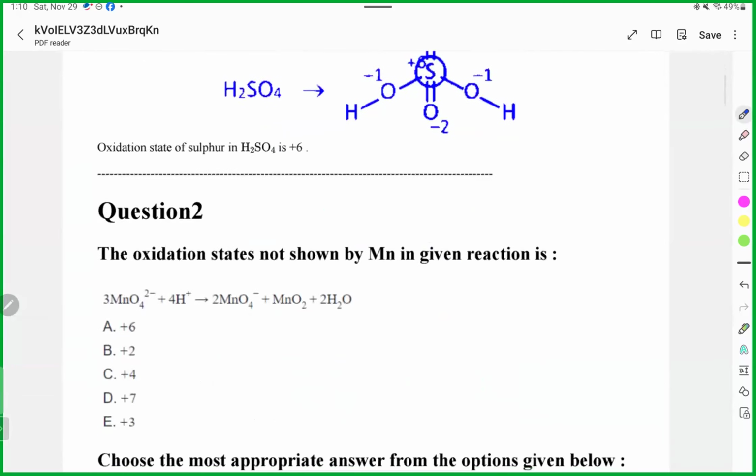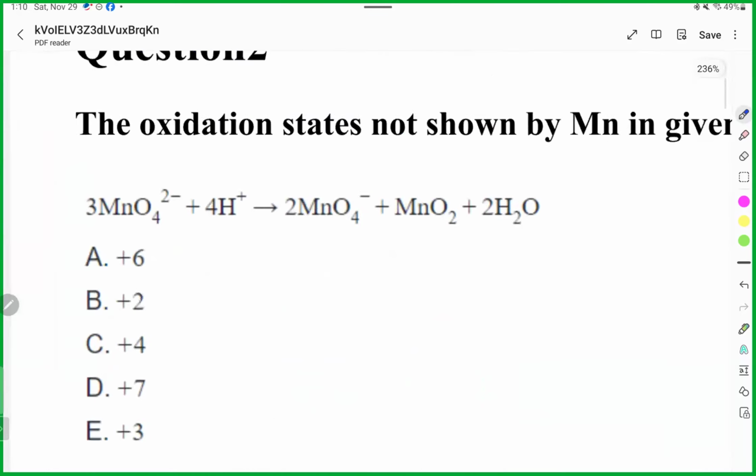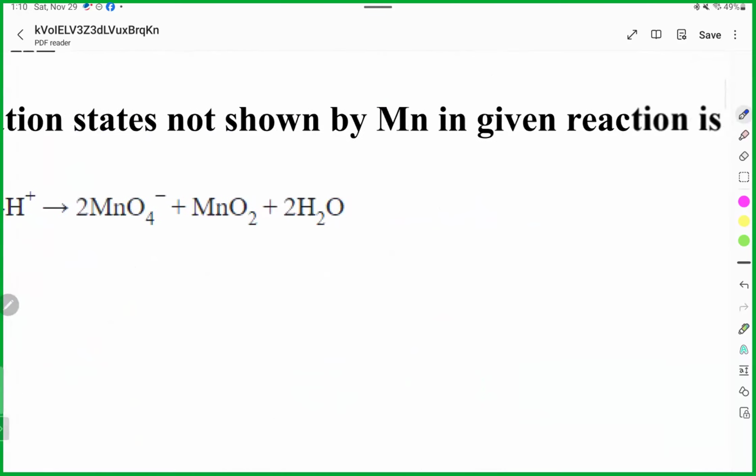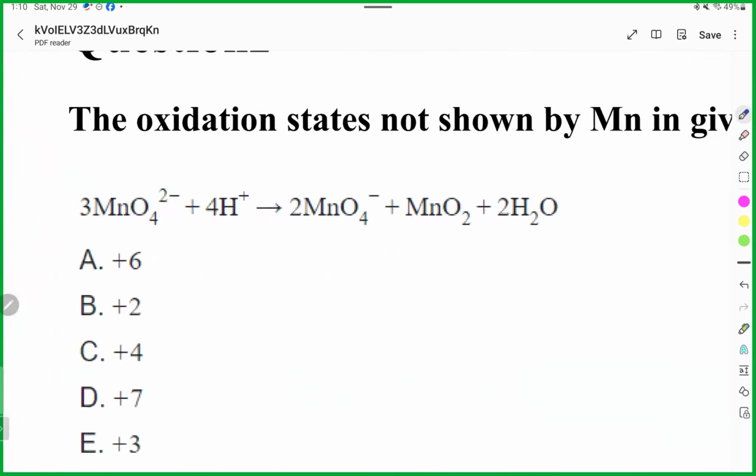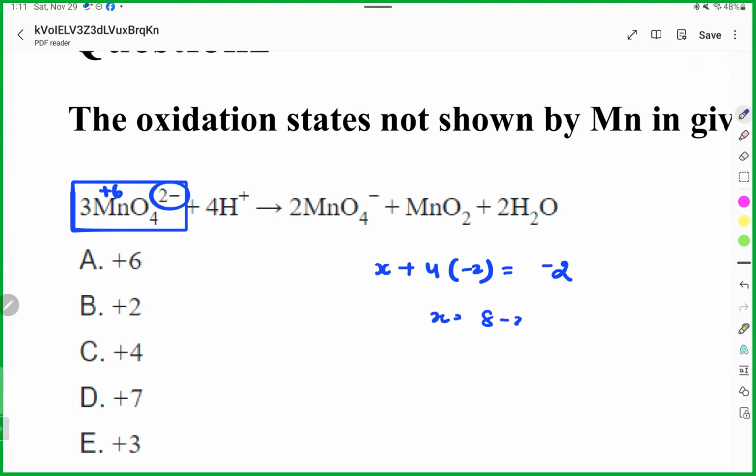Next. The oxidation number not shown by manganese in the reaction is. What is the oxidation number of manganese in this case? +6. How do we know? Manganese we have to calculate, 4 oxygen. Each oxygen has a -2 charge, so -8. Why -2? Because it is already given. So it will go to the other side: +8 -2 gives +6.